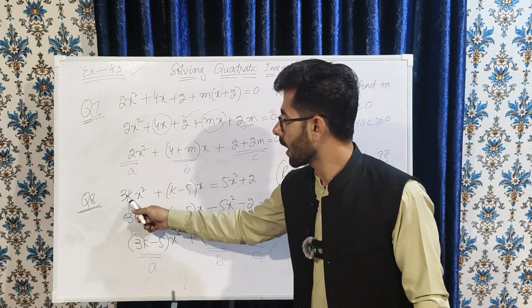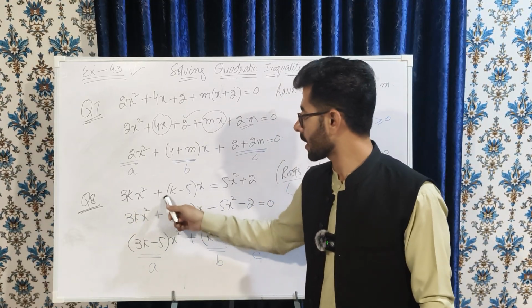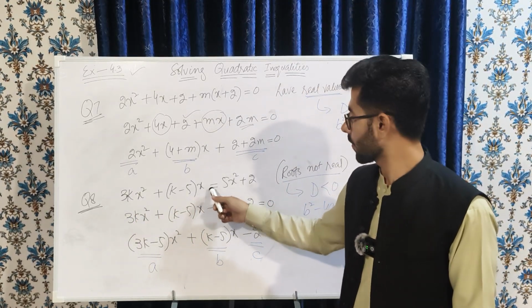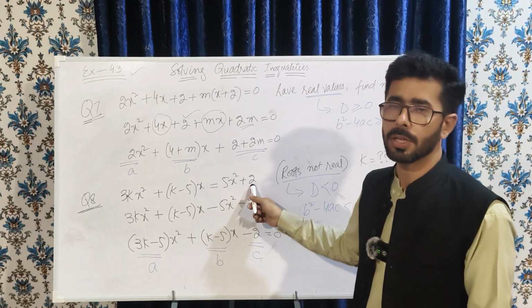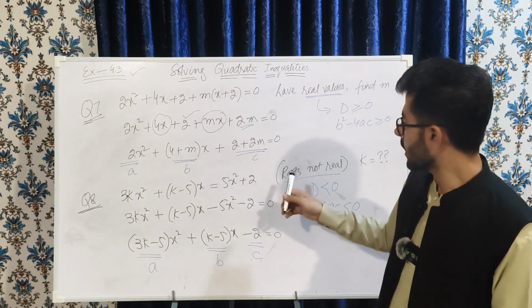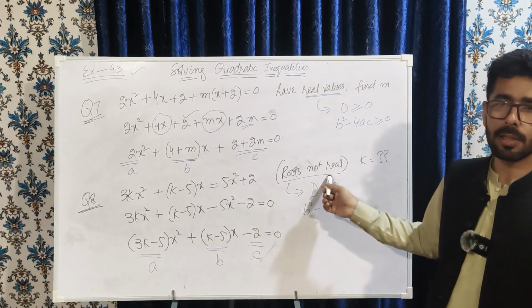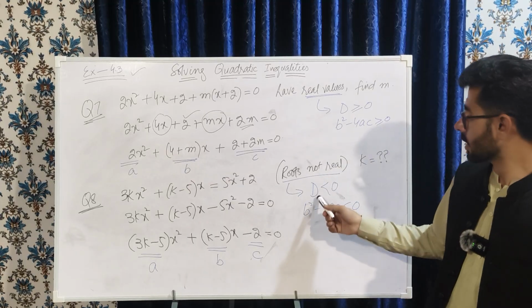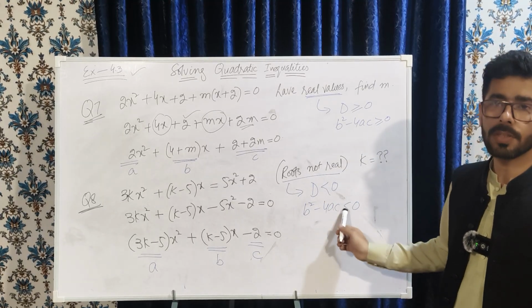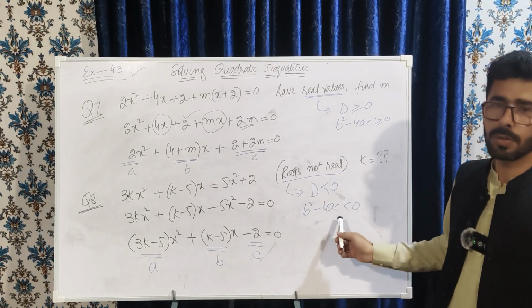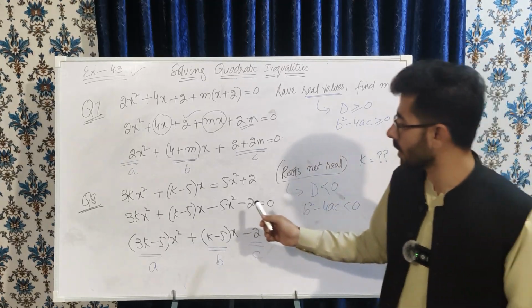In question number 8, we have 3k x square plus (k minus 5) times x equals 5x square plus 2. Now they say it does not have any real roots. That means the discriminant is less than 0. b square minus 4ac is less than 0. Again, the drill is to find a, b and c coefficients.